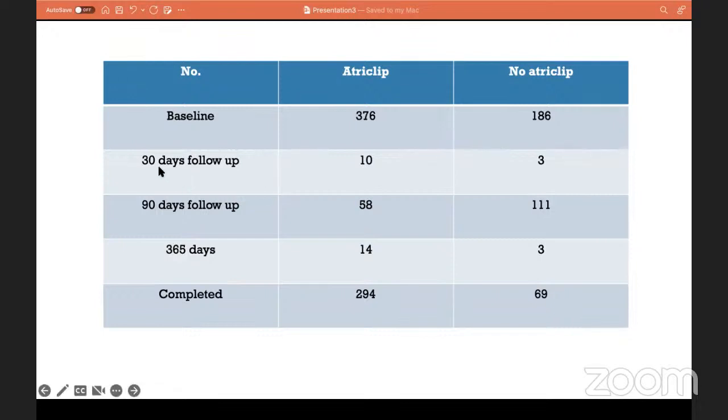So as we can see here, at the 30 days follow-up, there were 10 subjects lost to follow-up in the interventional arm and 3 in the no atrial clip arm. At the 90 days, we have 85 for the interventional, and in the control arm, we have 111 subjects. At 1 year, we have 14 subjects who were lost to follow-up in the atrial clip arm and 3 for the no atrial clip arm. So in total, only 294 completed the 1 year follow-up in the interventional arm, and only 69 completed it in the control arm.